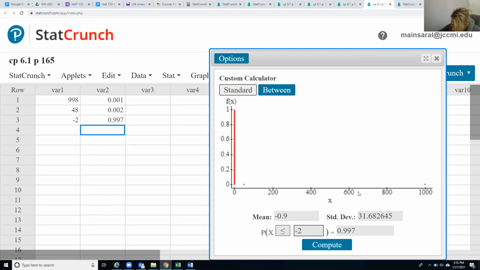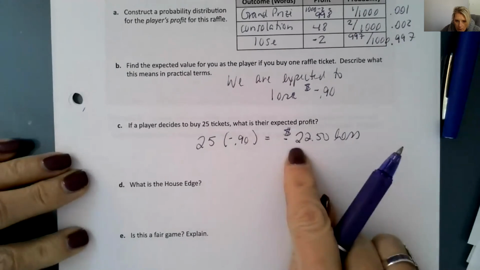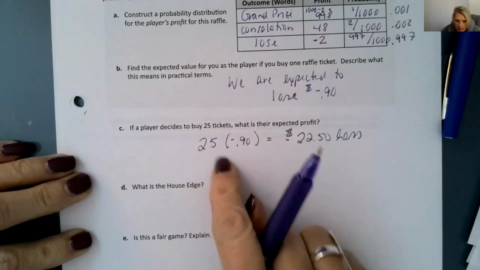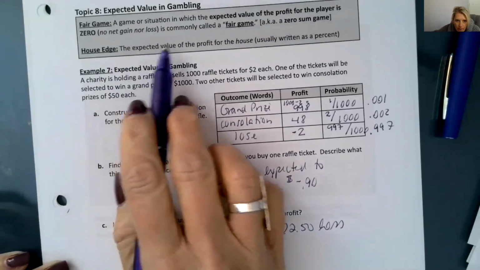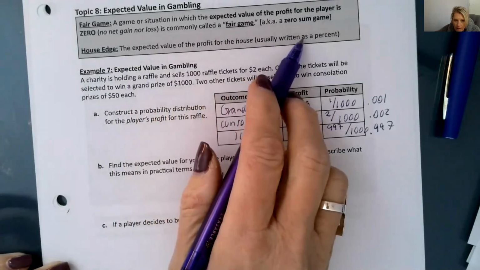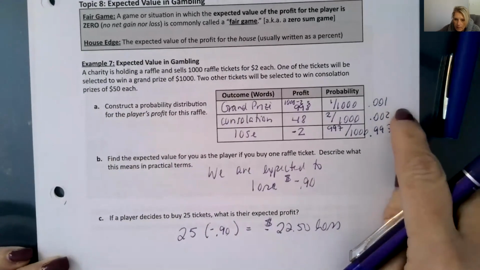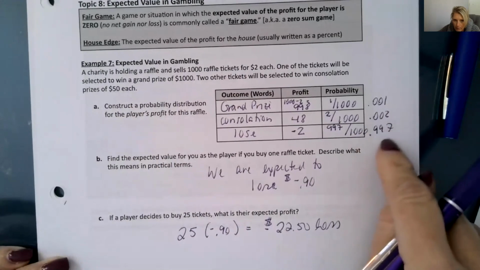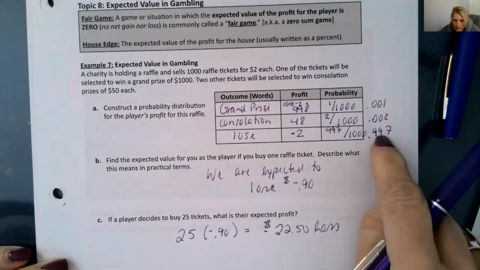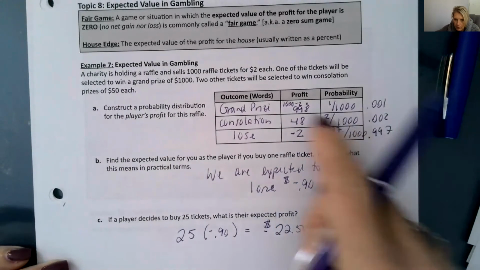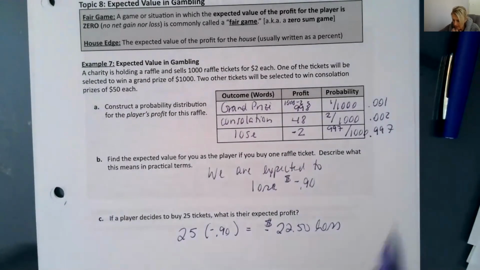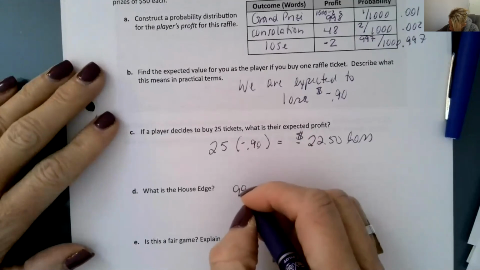And then it says, what is the house edge? So the house edge is opposite of the probability of winning. So overall, we're expecting to lose $22.50 out of those 25 tickets. What is the house edge? It says the house edge up here is the expected value of the profit for the house, usually written as a percent. So the expected profit means they're losing money here, losing money here. They're winning when we're all losing, right? So it's the expected profit, the expected value of the profit. So they're expected to win. So if you turn this all around, they're expected to win at 99.7% of that time.